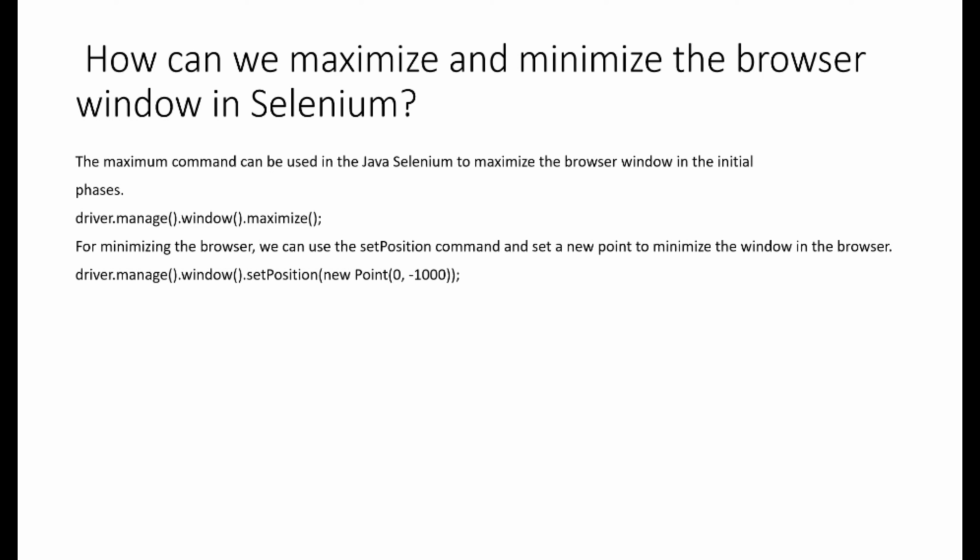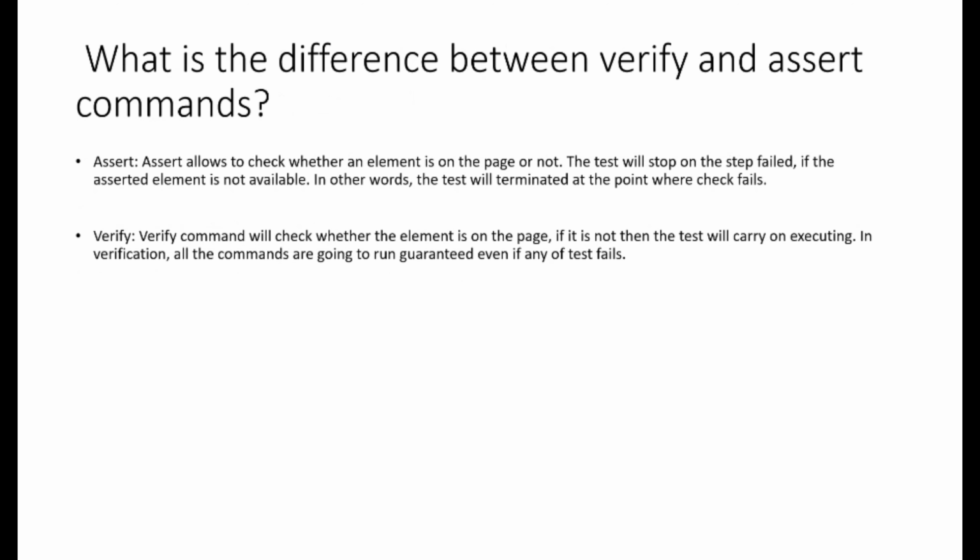How can we maximize or minimize the browser window in Selenium? The maximize command can be used in Java Selenium to maximize the browser window in the initial phase: driver.manage().window().maximize() and driver.manage().window().setPosition(new Point(0, 0)). You can give the minus of your required value to minimize.